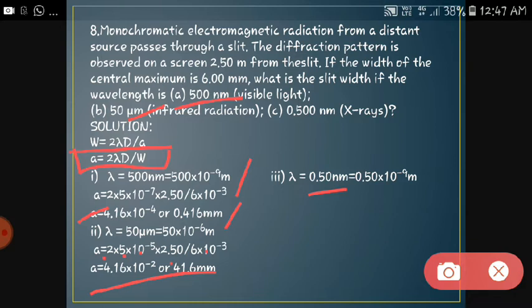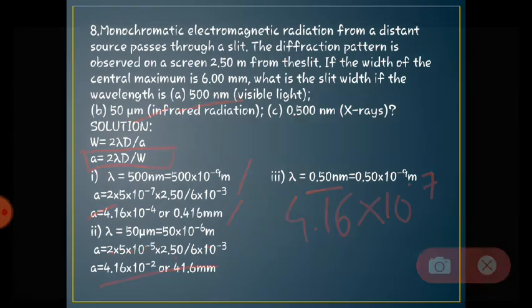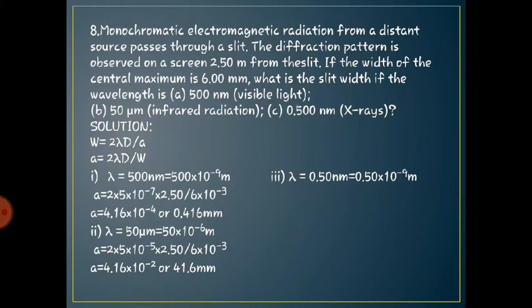4.16 into 10 to the power what? It will be minus 7. So the answer for this is 4.16 into 10 to the power minus 7. Okay, so you can calculate this. You are going to calculate this.